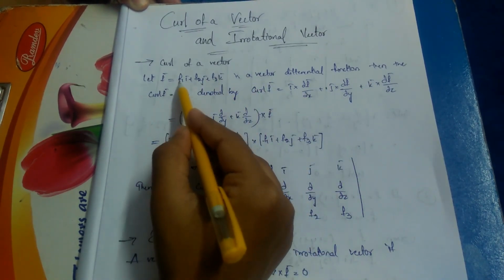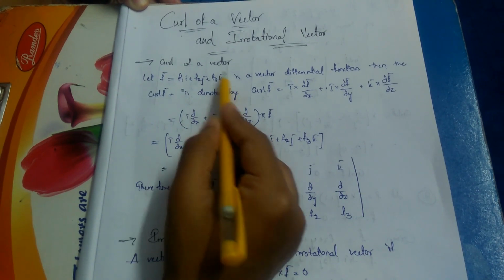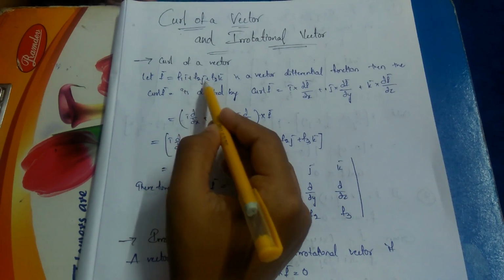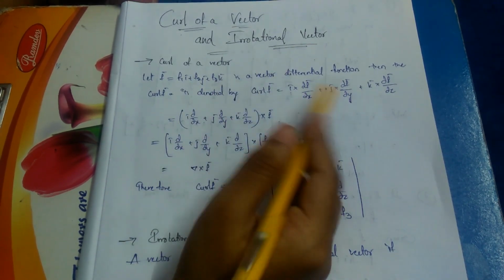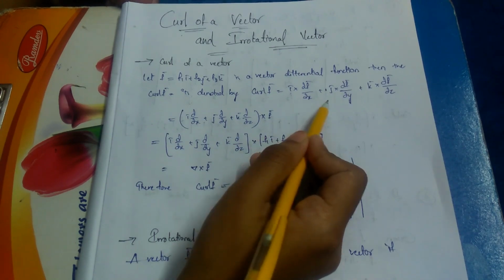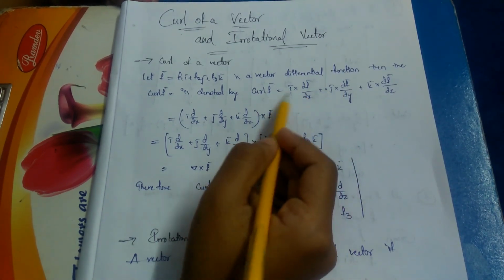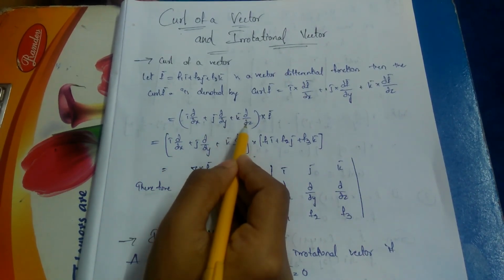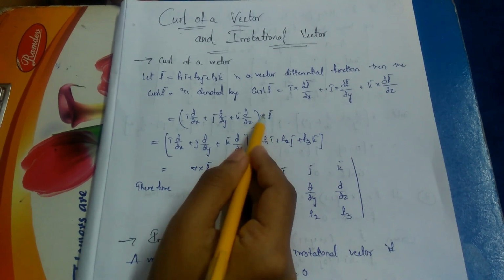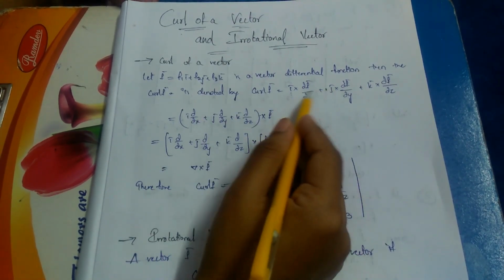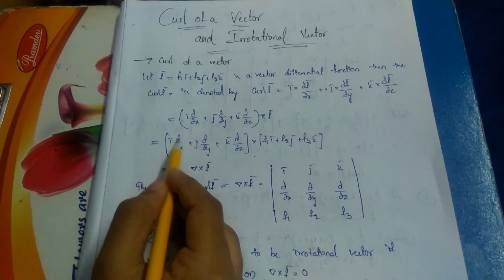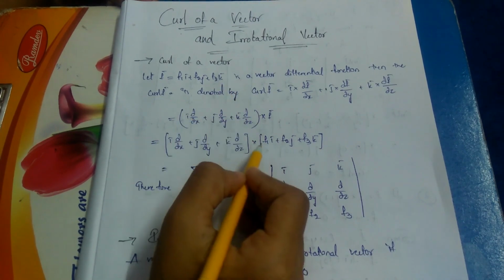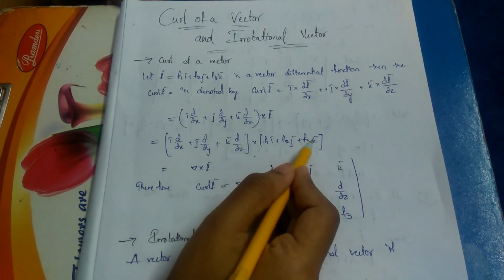So here f bar equals f1 i bar plus f2 j bar plus f3 k bar is a vector differential function, because it is having i, j, k vectors in the equation, and we write the curl of a vector in this way. So from this we can write it as i bar dou by dou x plus j bar dou by dou y plus k bar dou by dou z and cross f bar. So when we multiply this, we get the same here. And here i bar dou by dou x plus j bar dou by dou y plus k bar dou by dou z cross f bar, where f bar can be written as f1 i bar plus f2 j bar plus f3 k bar.